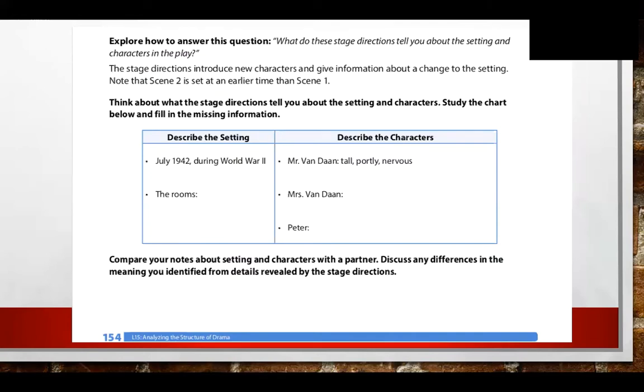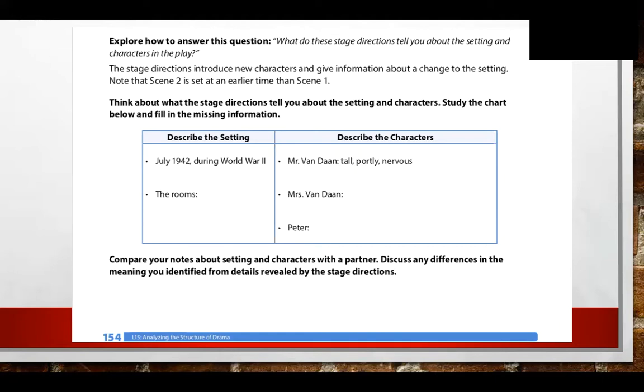Explore how to answer this question. What do these stage directions tell you about the setting and characters in the play? So the stage directions introduce new characters and give information about a change to the setting. So think about what the stage directions tell you about the setting and characters. Study the chart below and fill in the missing information.